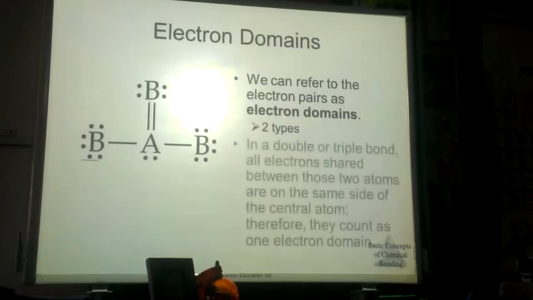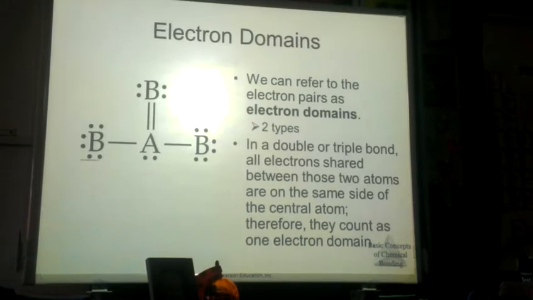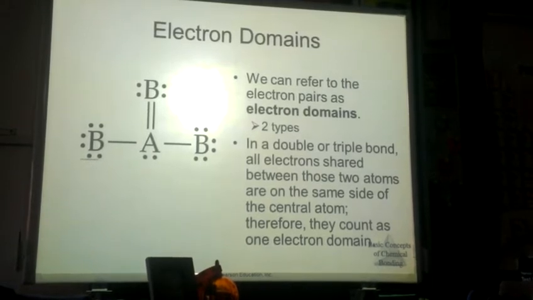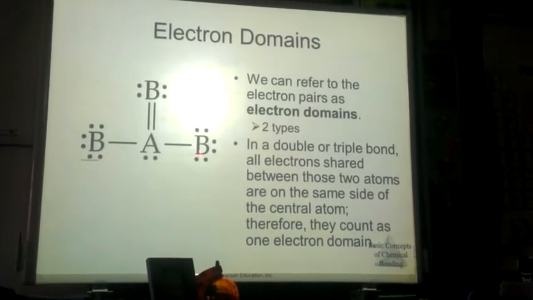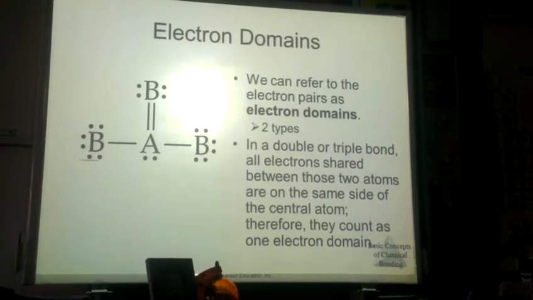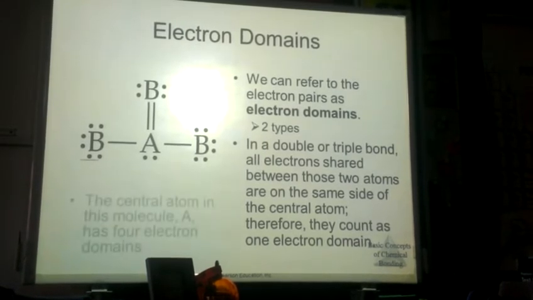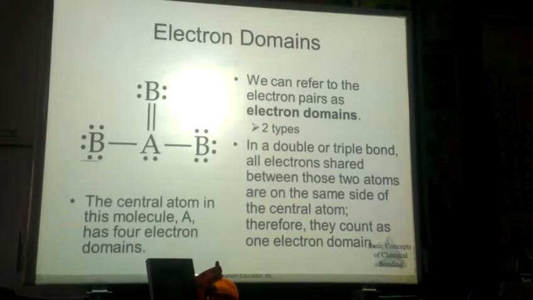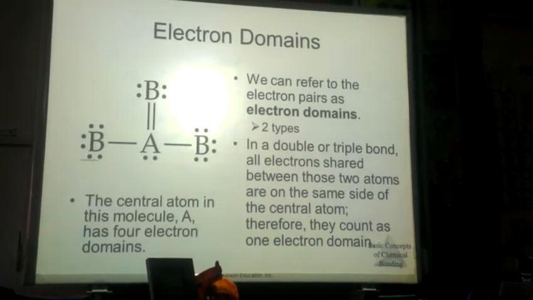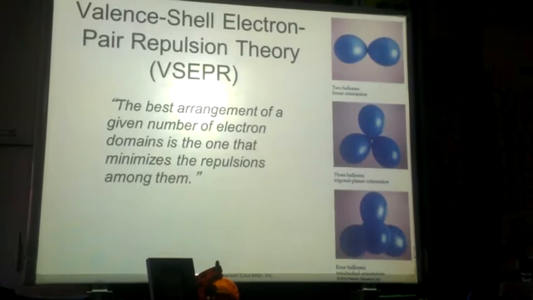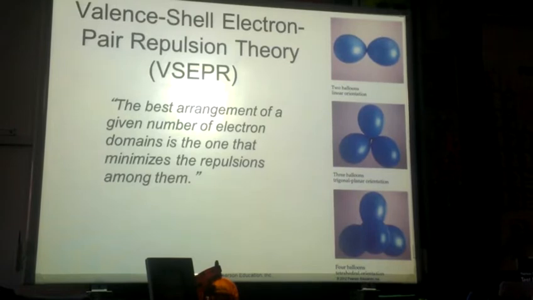So remember that even if a bond is double bonded or if it's triple bonded, it still is going to count as one electron domain. So if I'm looking at this particular molecule, I have a domain here, here, and here. So I have 3 bonding domains plus a non-bonding domain. So I have a total of 4 electron domains, which would then make it a tetrahedral electron domain geometry.